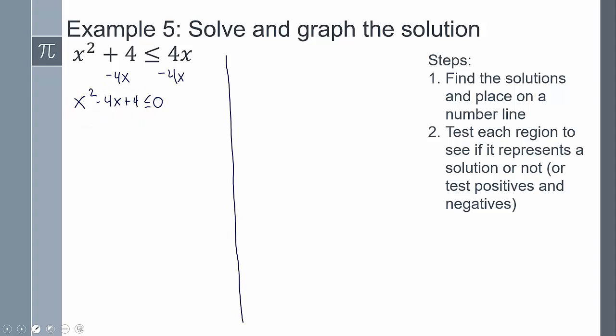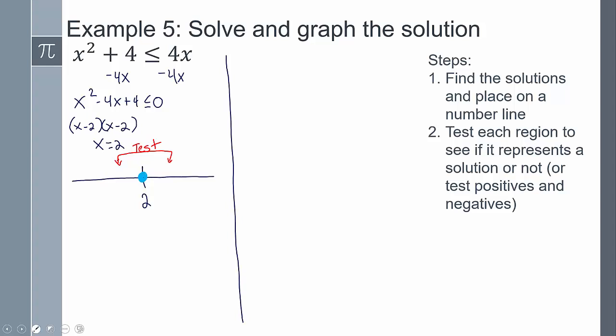Finding the solutions, that will factor into x minus 2 times x minus 2. So my solution is 2. Placing that on a number line, we have that value there. Now I want to test each region. Remember, this is a number line. Over here I have 1, 0, negative 1, etc. Over here I have 3, 4, 5, 6, 7.